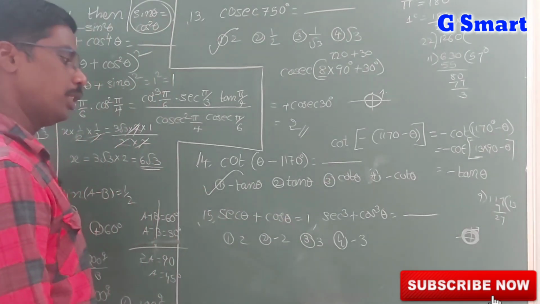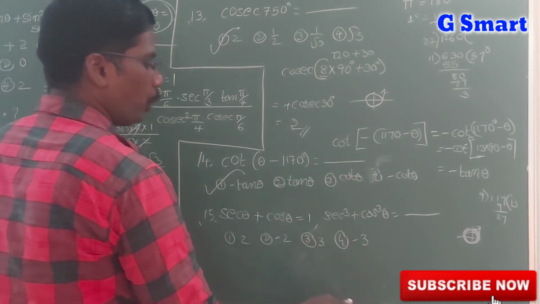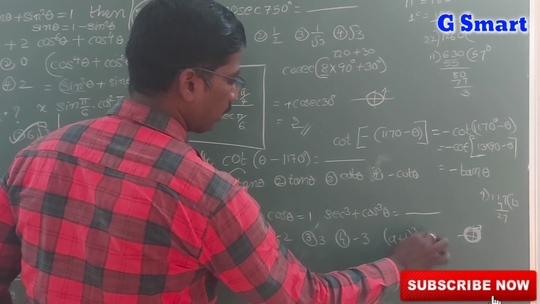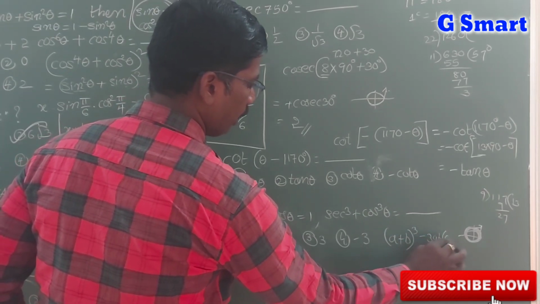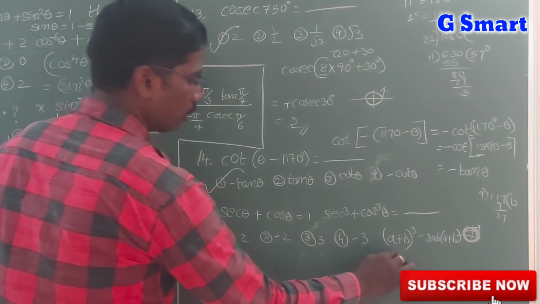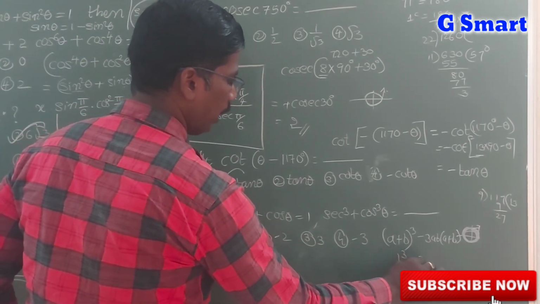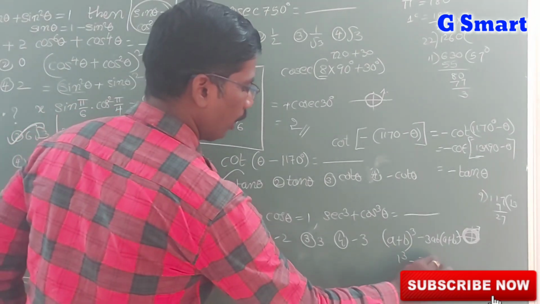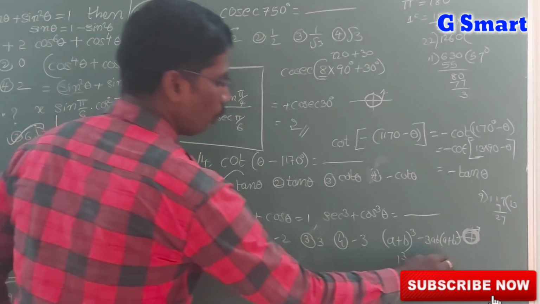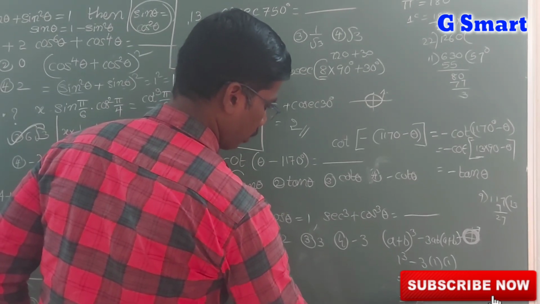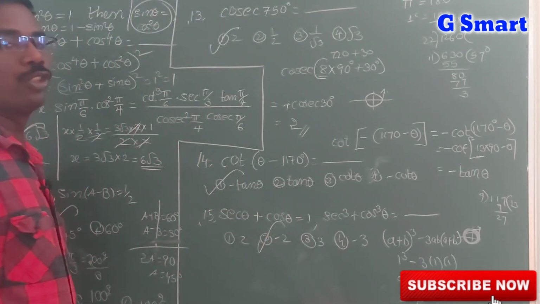See here, a cube plus b cube is equal to a plus b whole cube minus 3ab into a plus b, isn't it? Now a plus b whole cube means they have given a plus b is 1. So 1 cube minus 3, and a into b means secant theta into cos theta is 1. So 3 into 1, and a plus b already they have given as 1. That means 1 minus 3, that is equal to minus 2. So option 2, minus 2 is the answer.